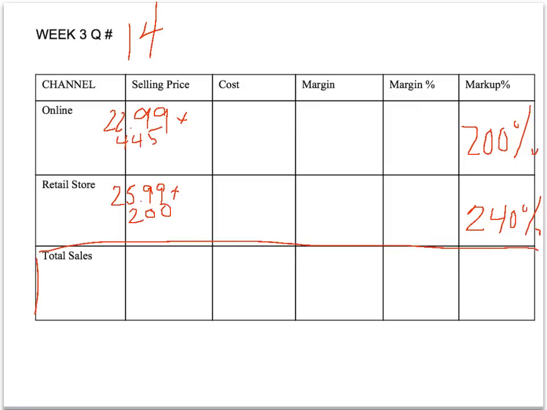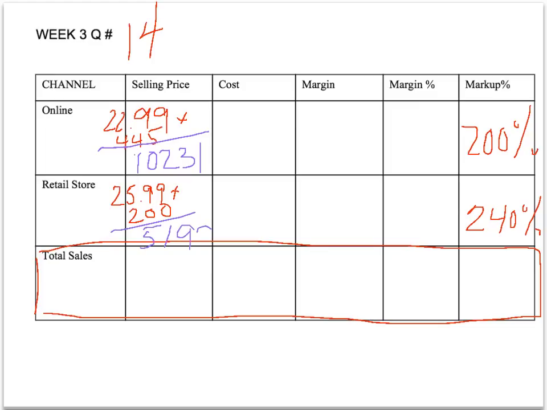And what we're asked to do is calculate all of our averages. Okay, so let's plug in the information that we don't know, and we'll be off to the races. Okay, so total revenue generated, 10,231. Total revenue generated online, 5,198, for a total of 15,429. Okay.